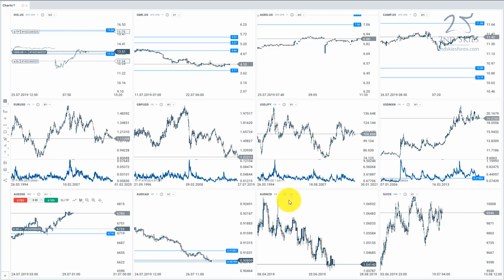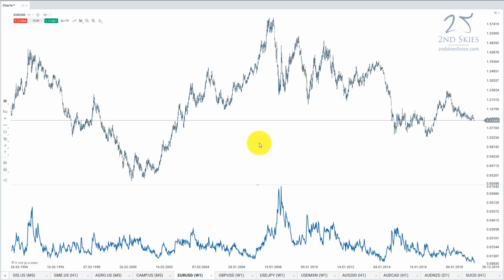What I want to jump into today is a little bit of an experiment. We're going to look at these four charts right over here: euro dollar, pound dollar, dollar yen, and dollar MXN, three majors and a minor exotic. Let's bump this up full screen. What we're looking at here is the weekly chart on the euro US dollar.